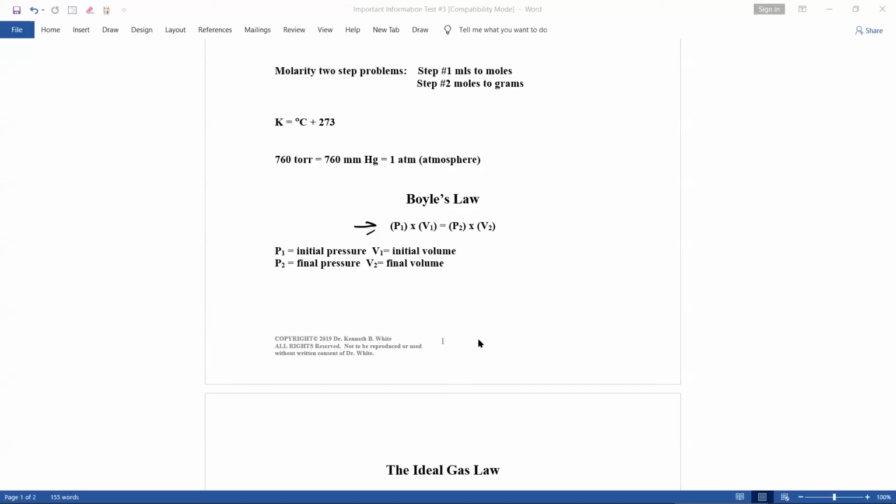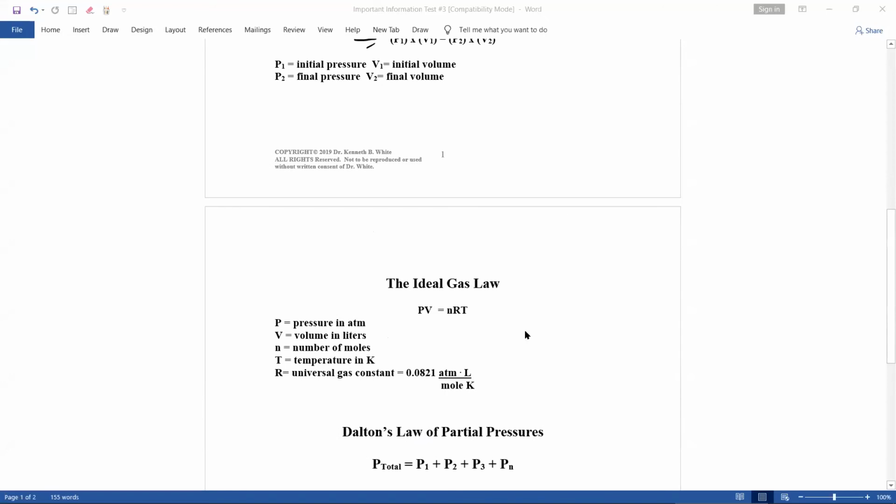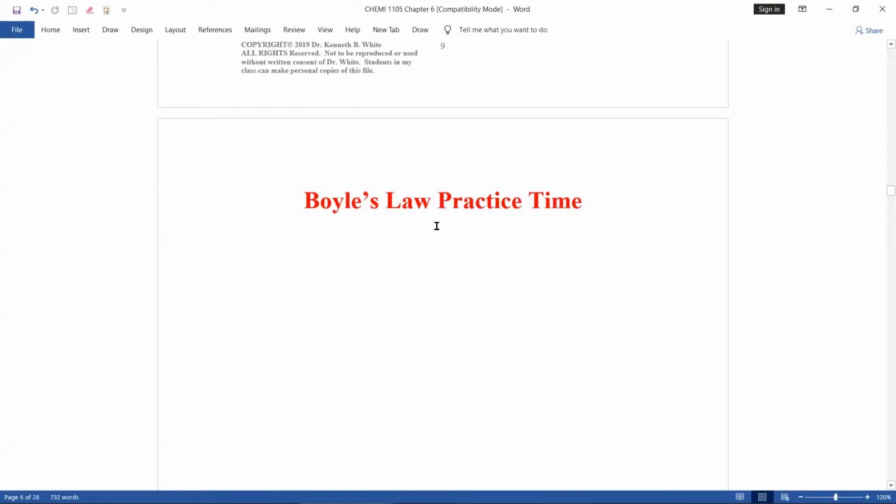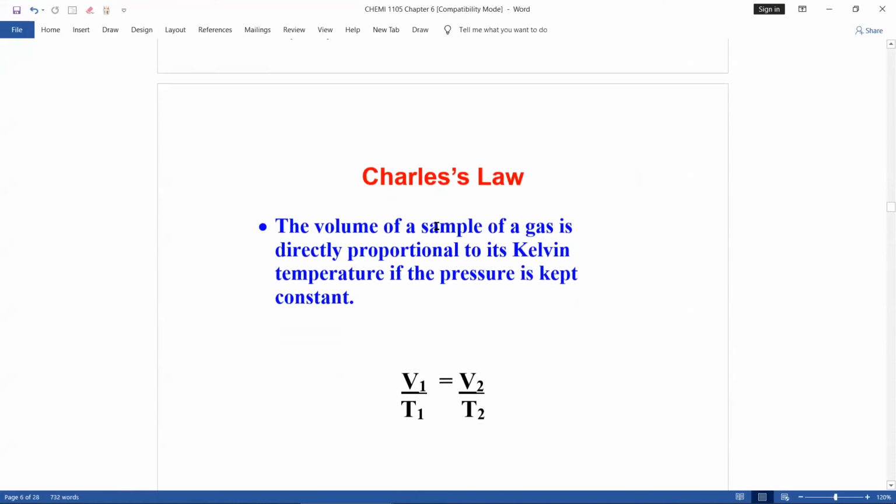So let's continue on. All right, thumbs up, people. I've got the wrong thing up, so I'm not going to tell you to check. All right, that's Boyle's law. We did our practice time. All right, everybody, click the switch. Will this be on the test? Charles' law is in the off position.